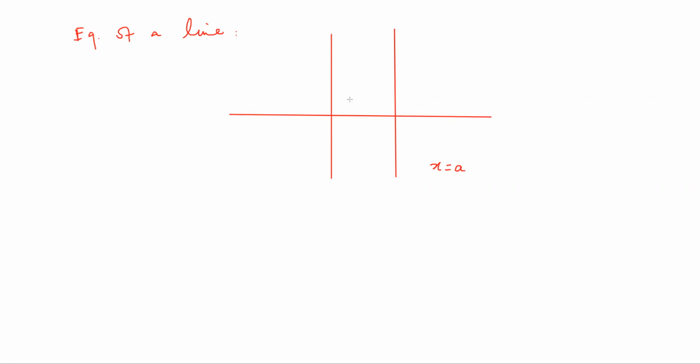And when you have a horizontal line like this, Y is equal to C. That is Y equal to C. This is your Y axis and this one is your X axis, okay? So this is going to be Y equal to C.